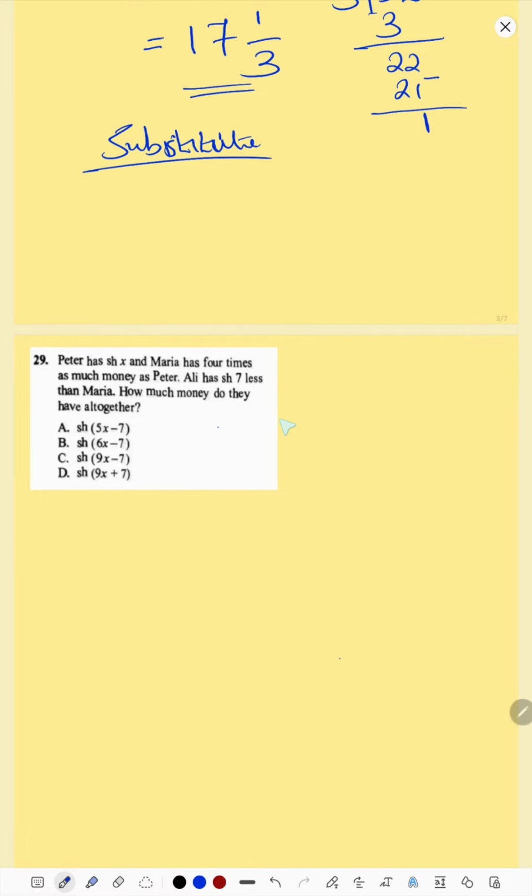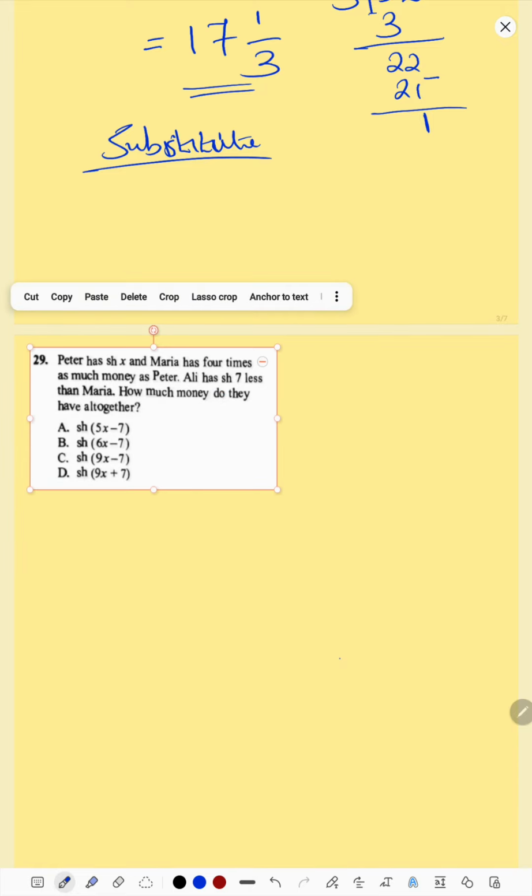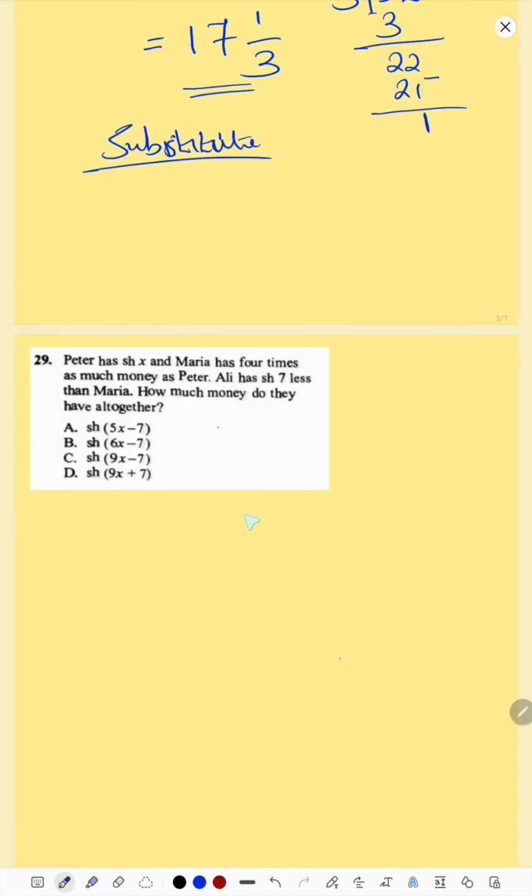29. In this question, let me make it a little bit bigger. Okay, so we have Peter has X shillings, Maria has 4 times as much as Peter, Ali has 7 less than Maria. How much money do they have all together? Okay, so we have 3 people. So we have Peter, then we have Maria, and we have Ali.